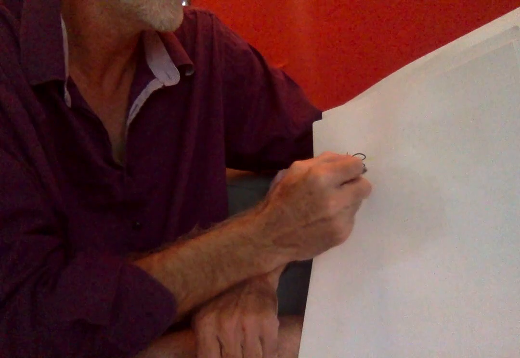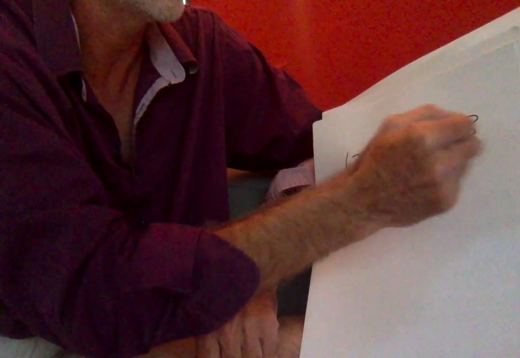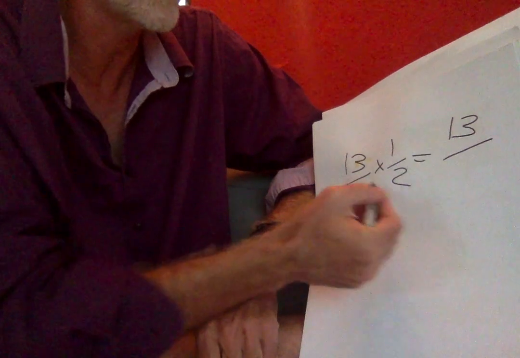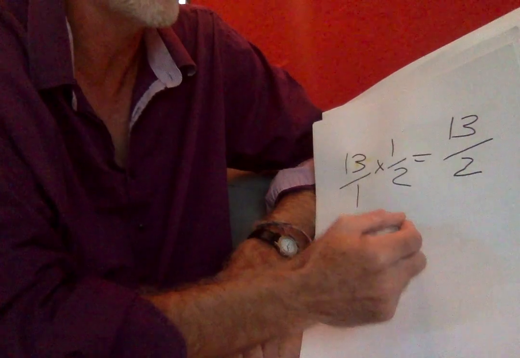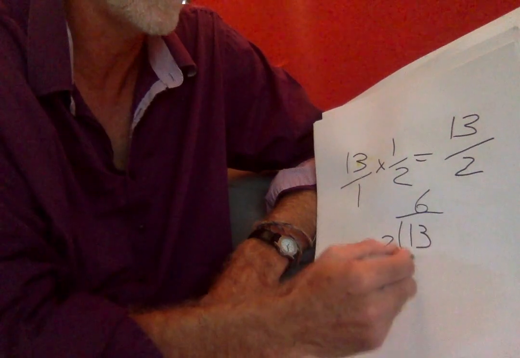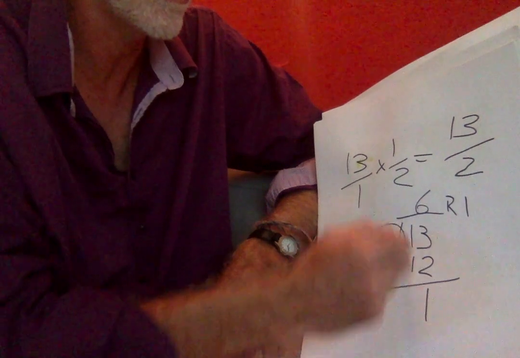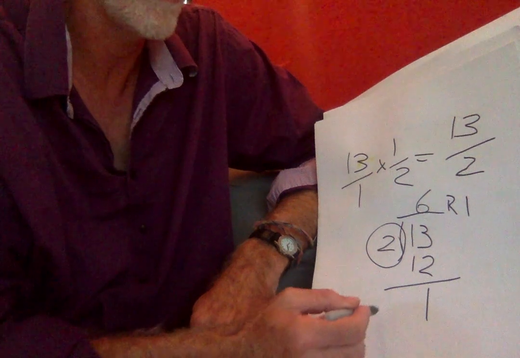Number 4, 13 times 1/2. 13 times 1/2 is 13 divided by 2. Because 13 times 1 is 13, 1 times 2 is 2. You can simplify that by making it 13 divided by 2. Goes in 6 times. Gives you 12. Got a remainder of 1. So it's 2 and 1.